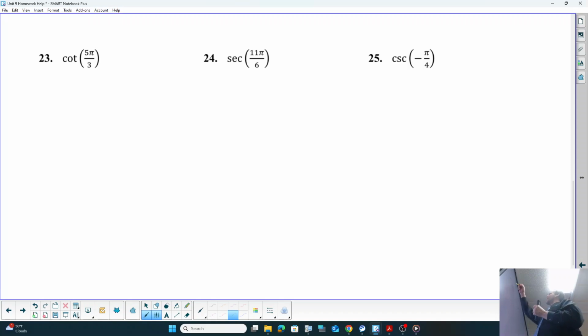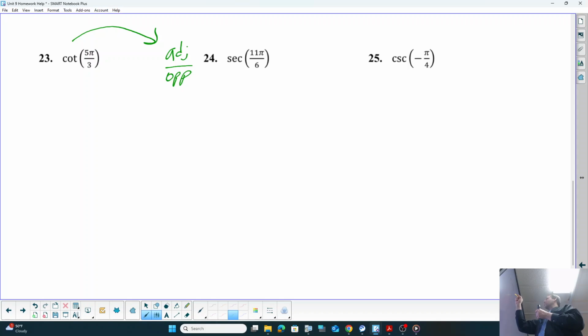So what's cotangent? Cotangent is not opposite over adjacent, it's flipped. So it's going to be adjacent over opposite. We've got to do the adjacent side over the opposite side when we find it. But first, we've got to draw our triangle.